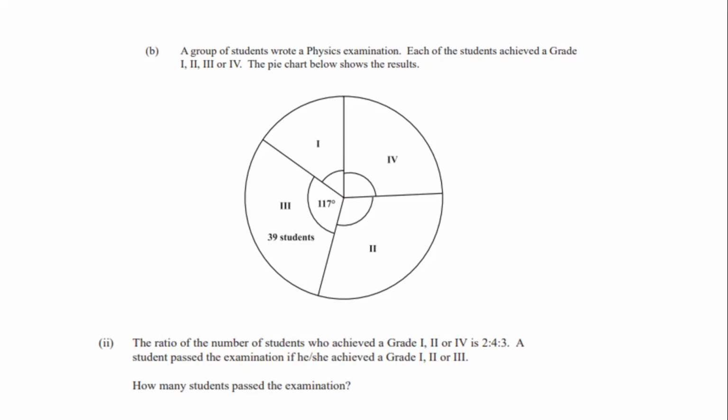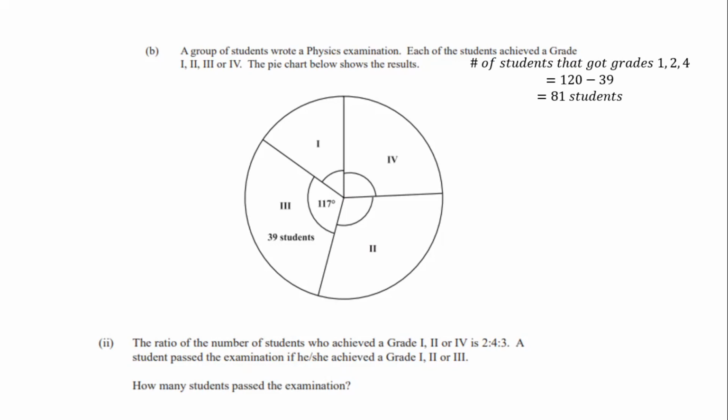So we're looking for now, what is the total number of students that represented this grade 1, 2, or 4? We already know the number of students that represented grade 3, which is 39 students. So therefore, we just calculated the total number of students that represented the overall physics examinations group, which is 120. So to get the number of students that got grades 1, 2, or 4, all we do is 120 minus 39, and we get 81 students. So 81 students represented grade 1, 2, or 4.